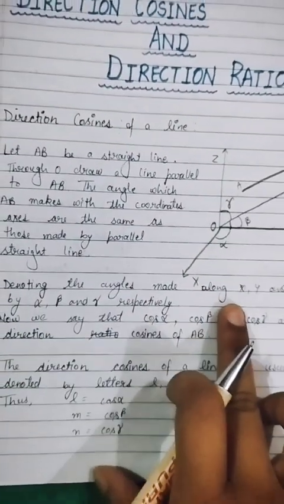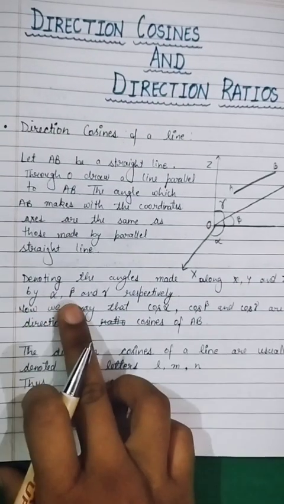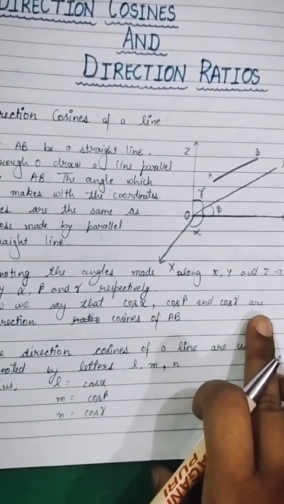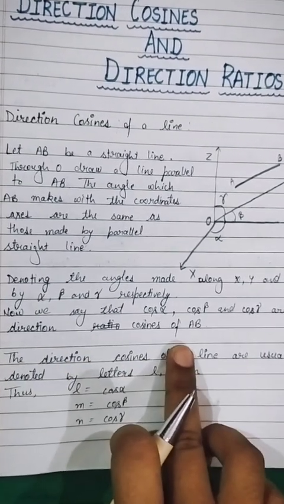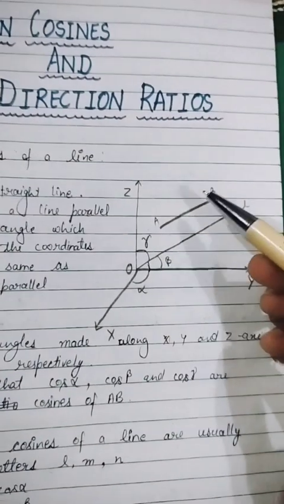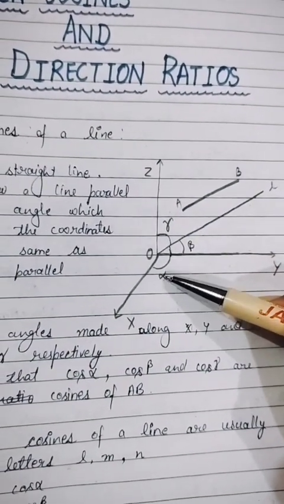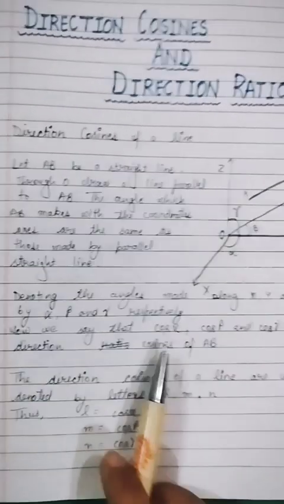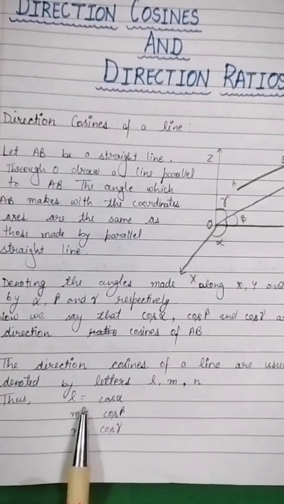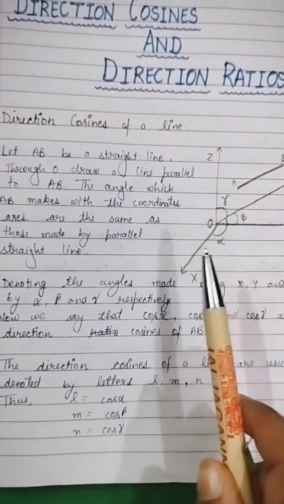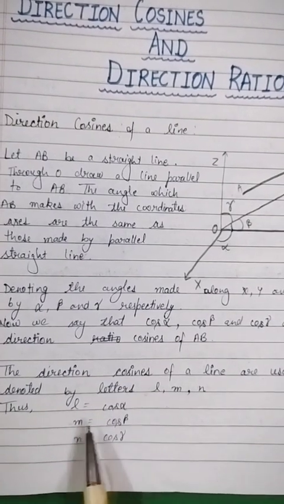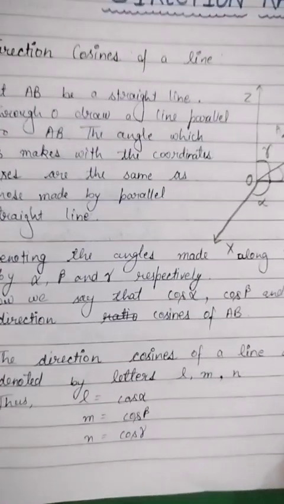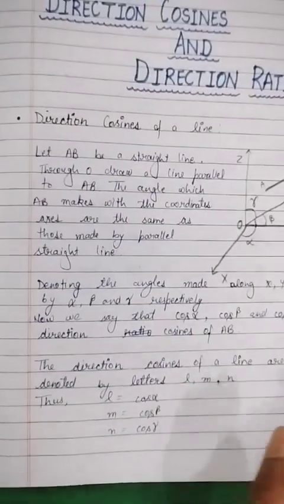Denoting the angles along the x, y, z axes by alpha, beta and gamma respectively, we have cos alpha, cos beta and cos gamma, which are called the direction cosines of the line AB. If we take the cos of these angles alpha, beta, gamma, we will get the direction cosines. We can represent cos alpha as l, cos beta as m, and cos gamma as n. These are generally called the direction cosines of a line.